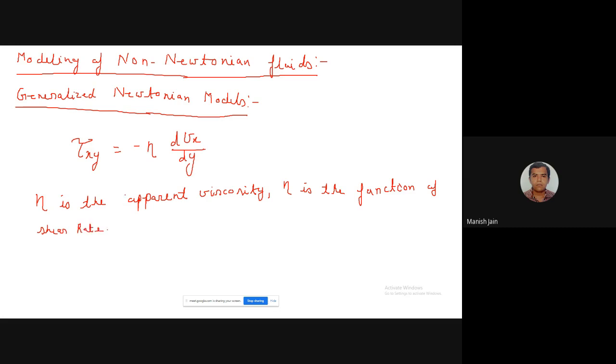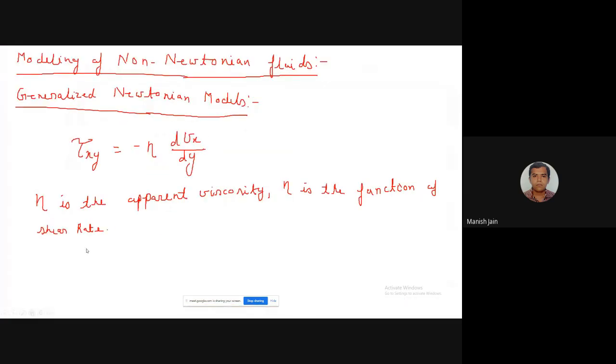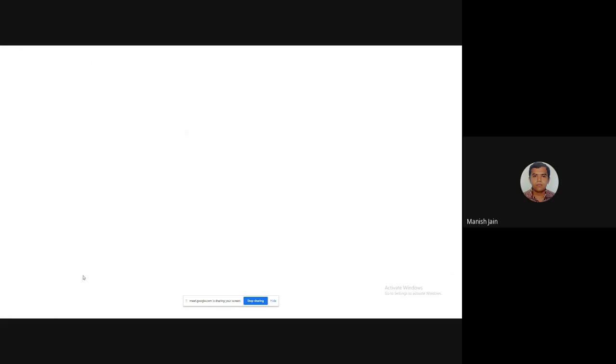So the difference is that in Newton's law of viscosity, mu is a constant. Here, eta is not constant. It is a function of shear rate. And now you have different types of mathematical models inside the group of generalized Newtonian models. So based on how eta depends upon the shear rate, you have different types of mathematical models. Okay, so first we will discuss the most simple model, that is the power law or the Ostwald-de Waele model.